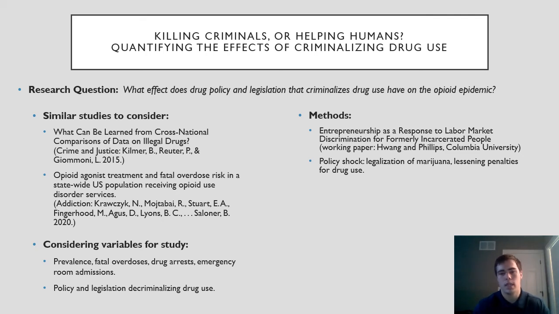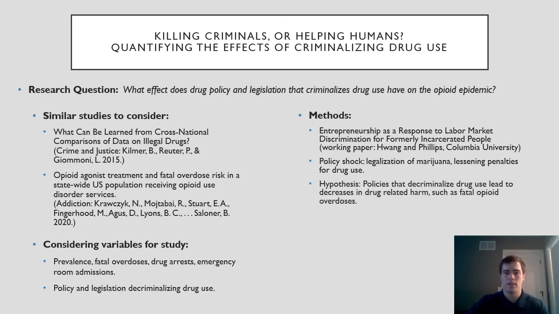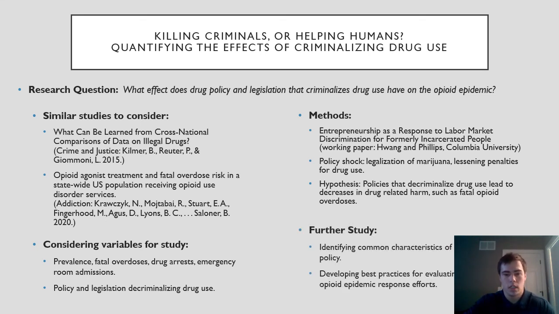Unfortunately, because opioid epidemic policy is fairly uniform across the country, it's not easily quantified, and causal relationships are not easy to reveal in research without variation from state to state. But using legalization of marijuana as a proxy, or as my metric, for decriminalization of drug use, I should be able to reveal causal relationships. My hypothesis is that policies that decriminalize drug use, in this case legalizing marijuana, do lead to decreases in drug-related harms such as fatal opioid overdoses.